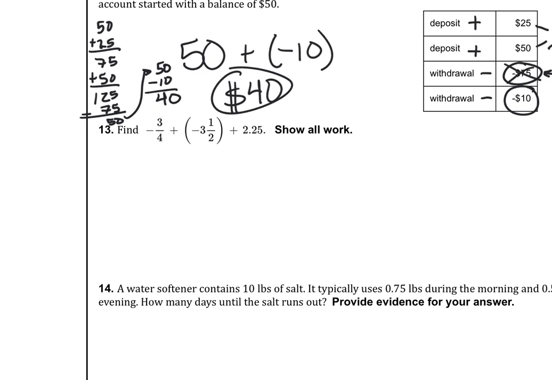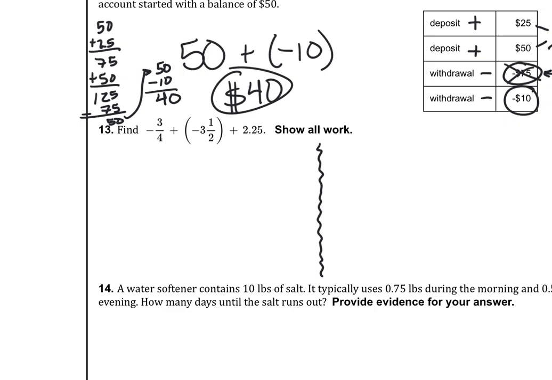All right, for number 13, it says find negative 3/4 plus negative 3.5 plus 2.25. Okay, a couple different ways we can do this. I'll show kind of both of them. Essentially, what we have to be thinking about is, am I wanting to use all fractions or am I wanting to use all decimals? And I'm going to do it both ways.